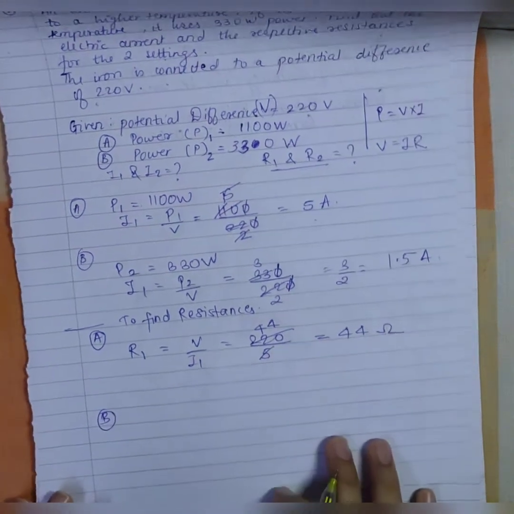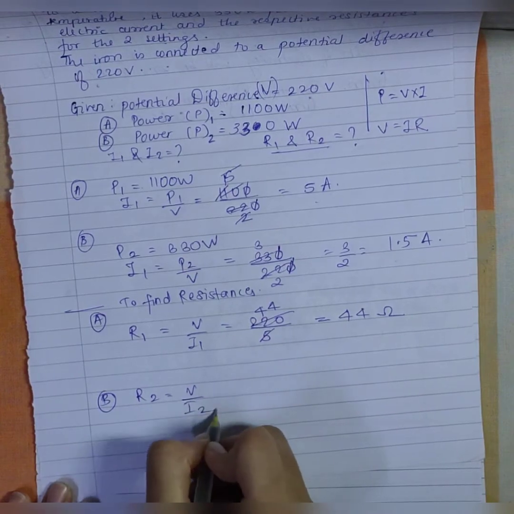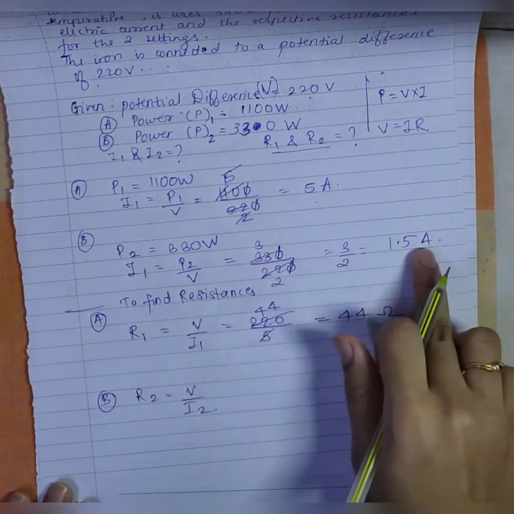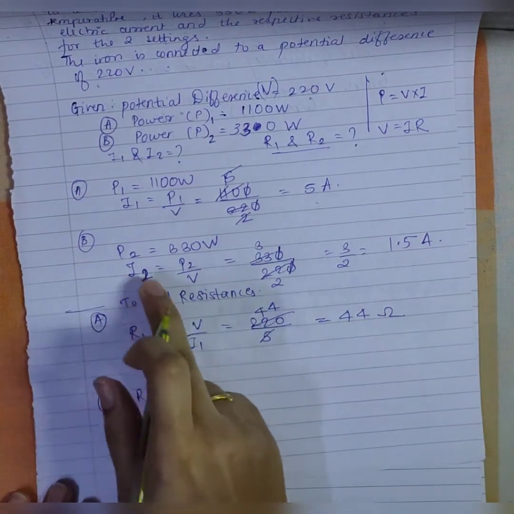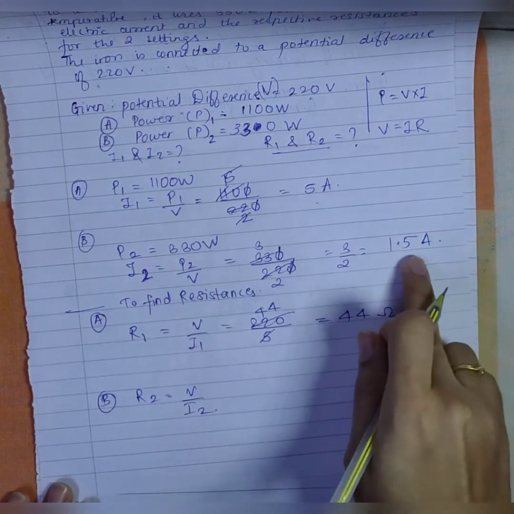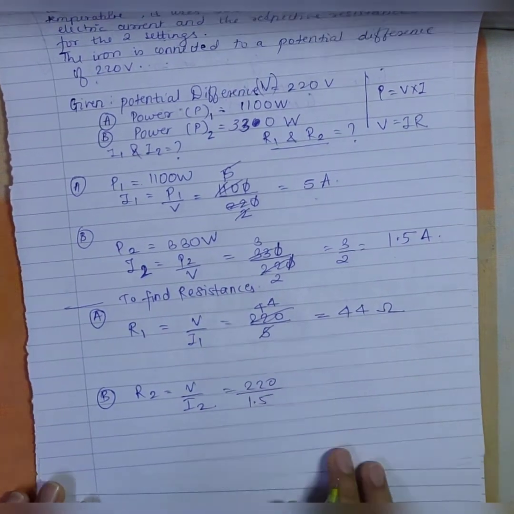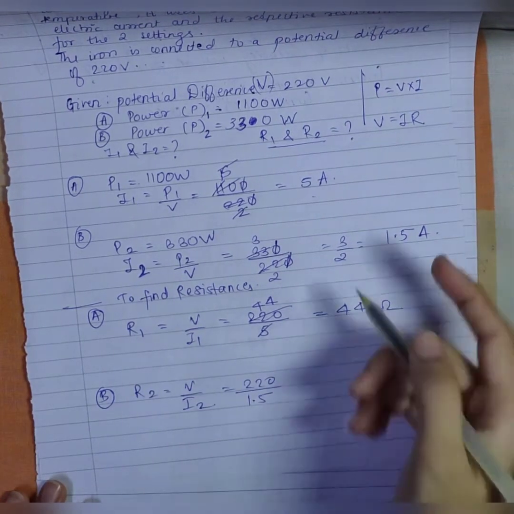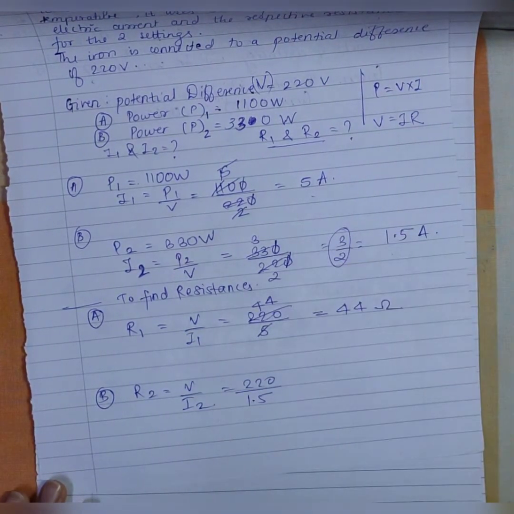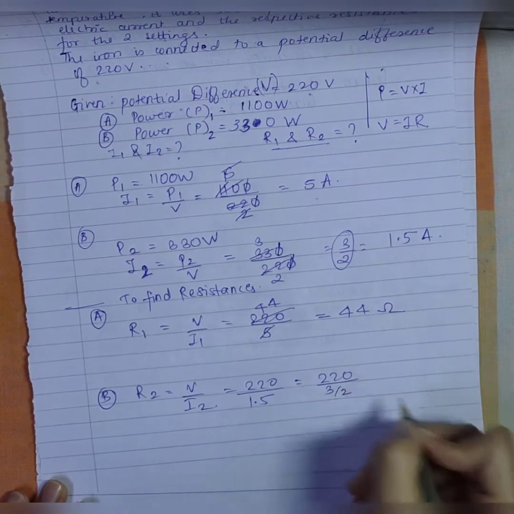The case B now. In case B, my R2 will be V by I2. I2 is different, right? We have found out. So this I2 will be 1.5. You have already calculated it. This is upon 1.5. Now, instead of going to decimals, can we substitute 1.5 as 3 by 2? Let's do that. 3 by 2.